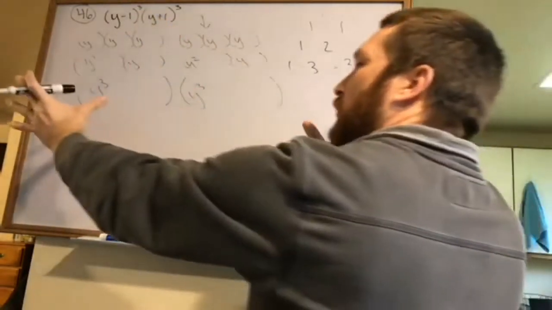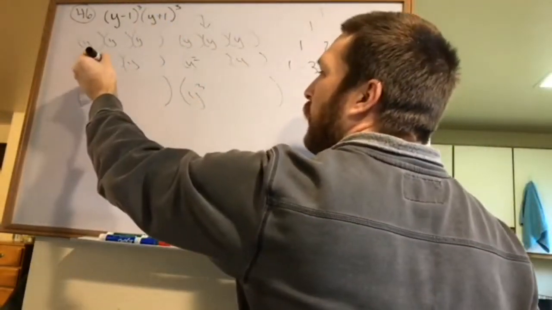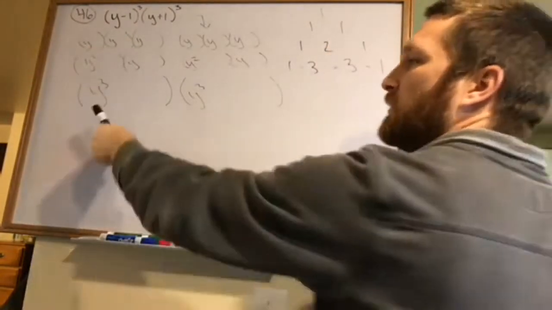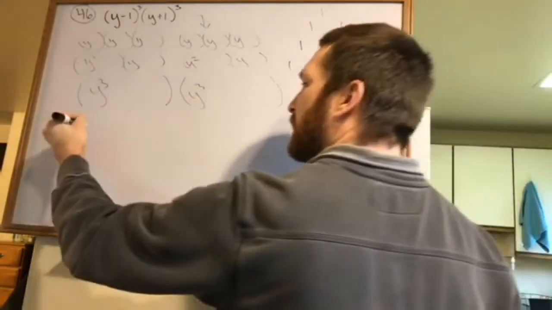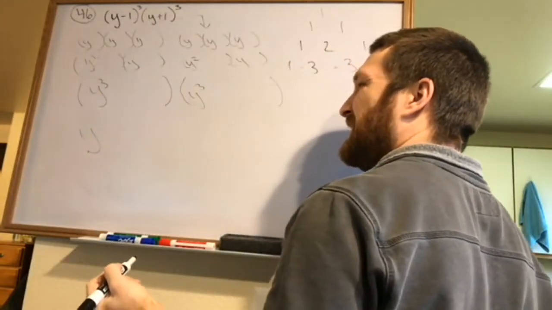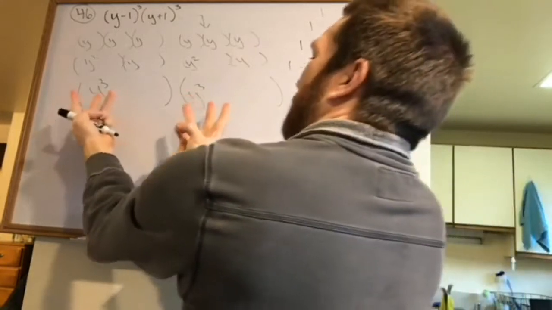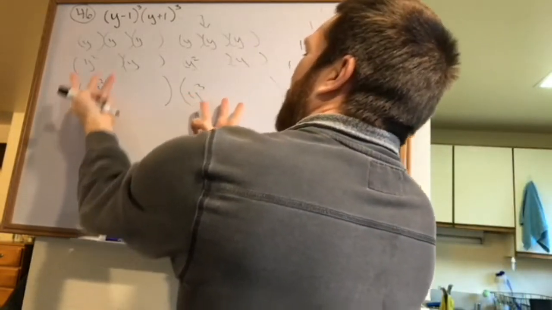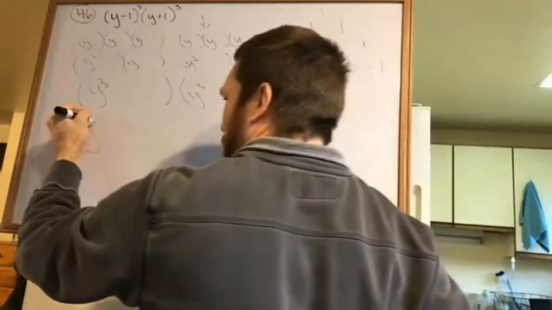So then when I go to multiply those together, I get a y cubed times a y cubed. What's y cubed times y cubed? Y to the 6th? Yes, because that means 3 y's, that means 3 y's, and when they come together, we have a total of 6 y's.